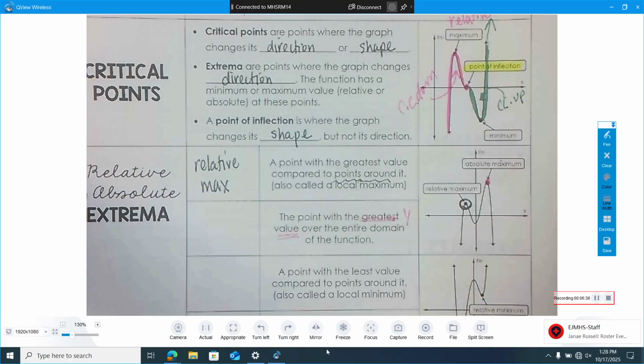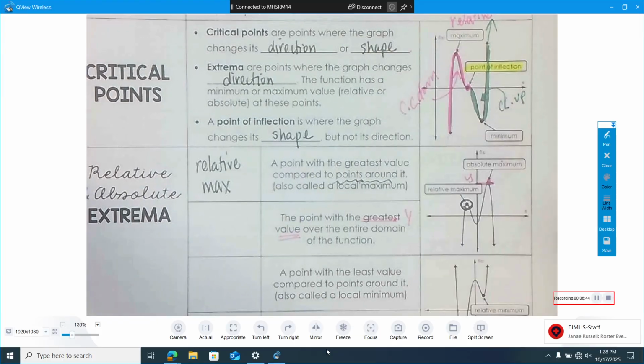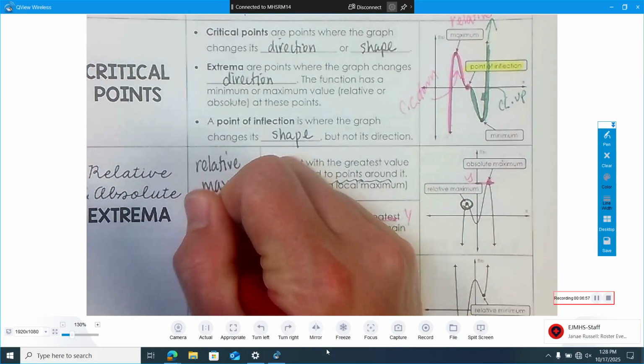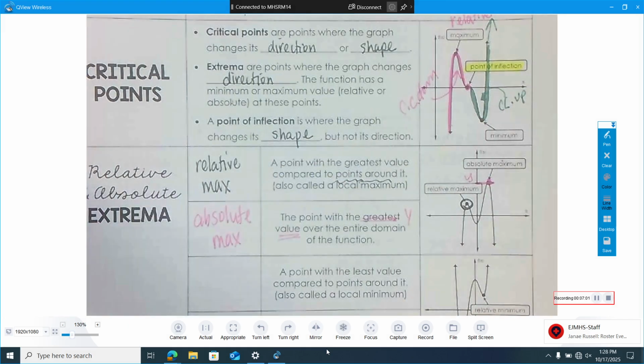Okay. All right. So this is an absolute maximum because it is absolutely the highest y value of the entire graph. Does that make sense to you? It's absolutely the highest. All the other y values are under it, correct? All right. So it is the highest y value. That is an absolute maximum.